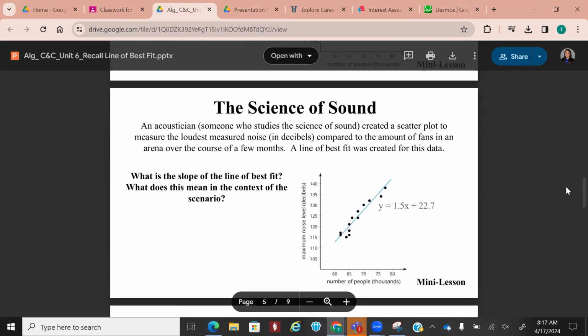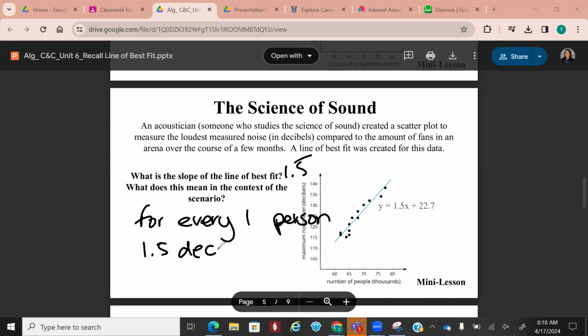Okay, what is the slope of the line of best fit? So what is the slope of this equation? Again, not a trick question. 1.5, right? Okay, now what does that mean in context? Whenever we ask for in context, you're going to use the words that are on the x-axis and the words on the y-axis. That means as we increase in the number of people, we're increasing in decibels. So for every one person, that increases the noise level 1.5 decibels. That's what that means. That's slope. Y over X, right?